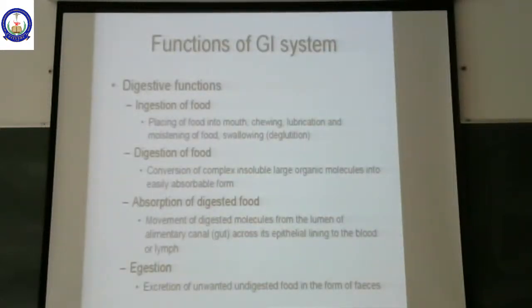Now, what are the important functions of the gastrointestinal system? The most important function is the digestive function. What is digestion? Digestion is the conversion of complex food particles into simple molecules. By definition, it is the conversion of complex, insoluble, large organic molecules into easily absorbable forms.